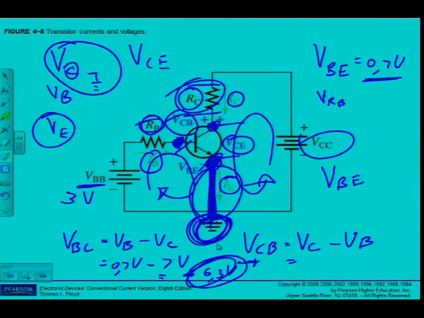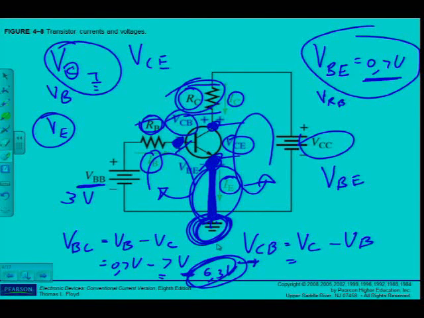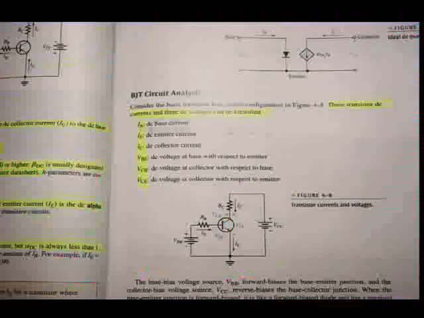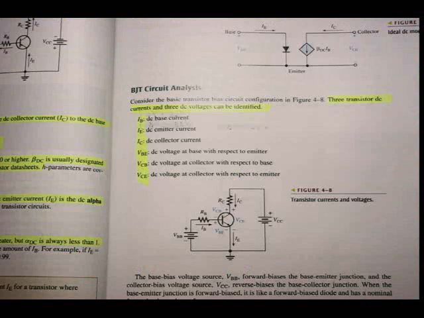Very important, né? So the base emitter junction is forward biased. We've seen that, 0.7 volts. But the base collector junction is reverse biased. It gives me a negative voltage, as you will see later in the calculations that you're going to do. But anyway, let's have a look at what the book says.